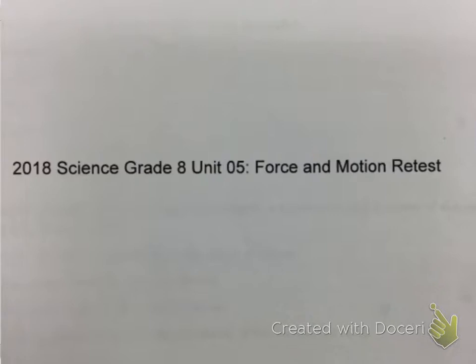Okay, Unit 5, Force and Motion Retest. Number 1, what is the average speed of the car after 3 seconds? So distance a car travels, time in seconds, distance in miles.